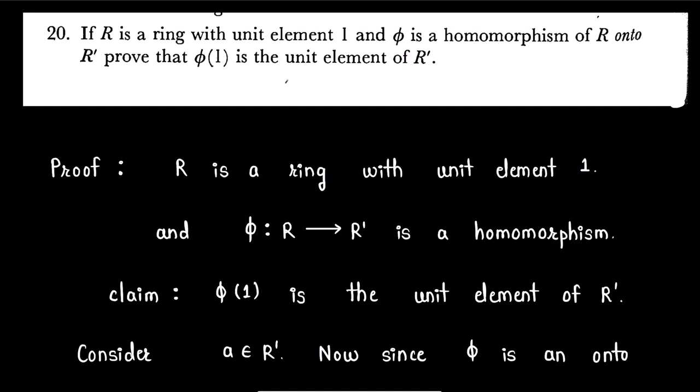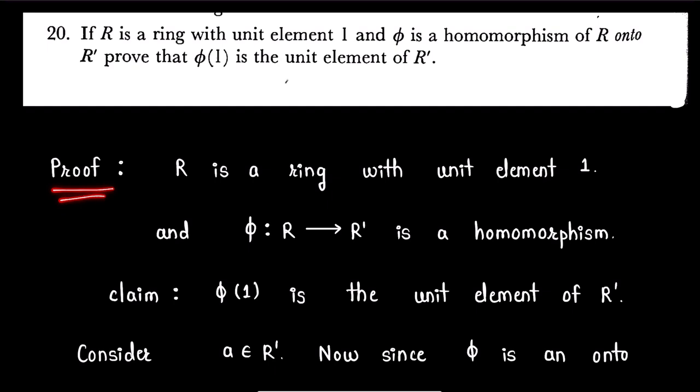In this video, I am going to solve an exercise question from the book Topics in Algebra, from chapter 3, Ring Theory. The question is: if R is a ring with unit element 1 and phi is a homomorphism of ring R onto ring R', prove that phi of 1 is the unit element of ring R'.